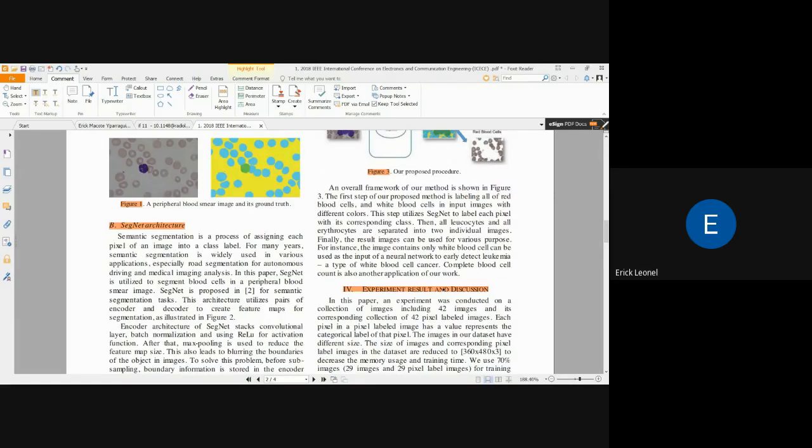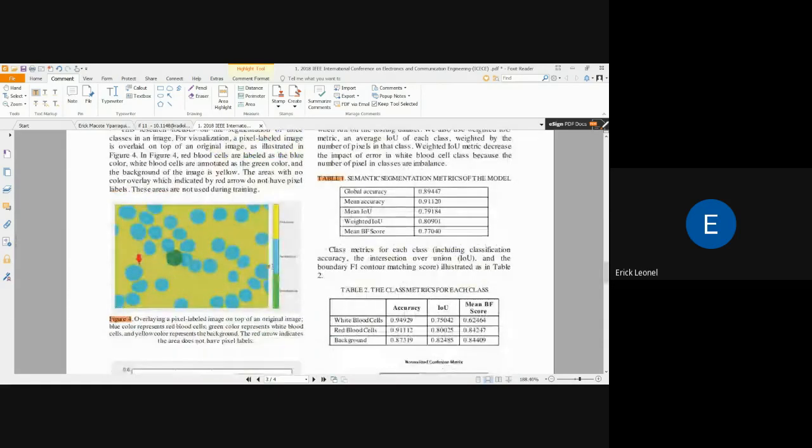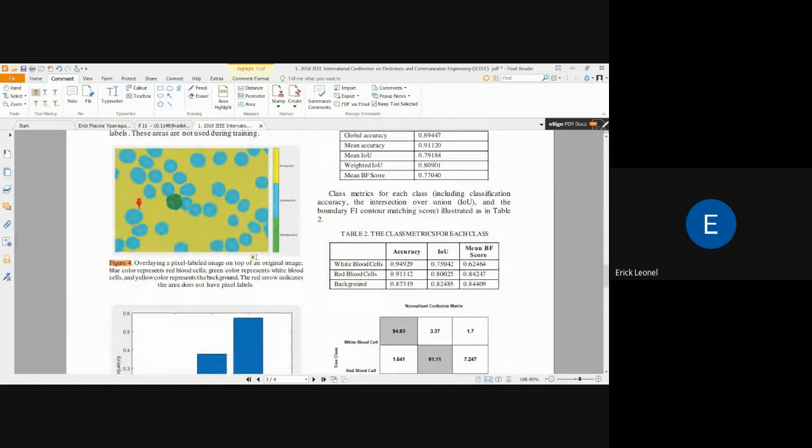Regarding experiment results and discussion, this paper focuses on the segmentation of three classes in an image. For visualization, a pixel label image is overlaid on top of an original image, as you see here in Figure 4. Red blood cells are labeled in blue, white blood cells are annotated in green, and the background of the image is yellow. The areas with no color overlay, indicated by the red arrow, don't have pixel labels. These areas are not used during training.